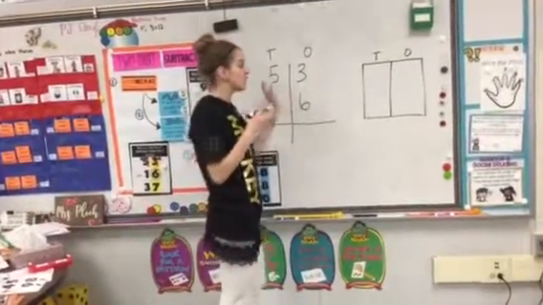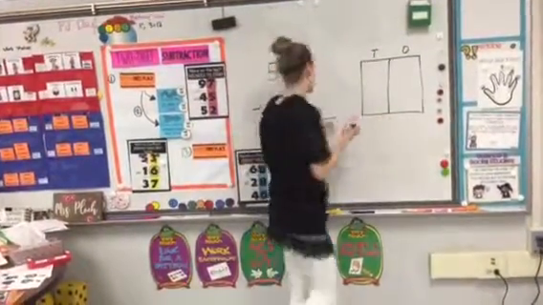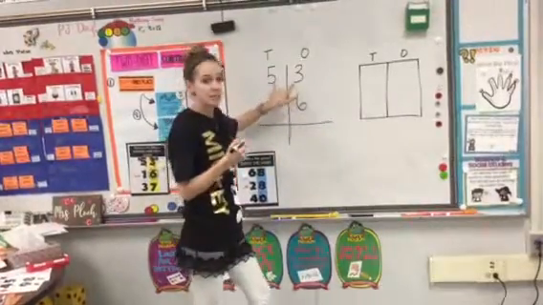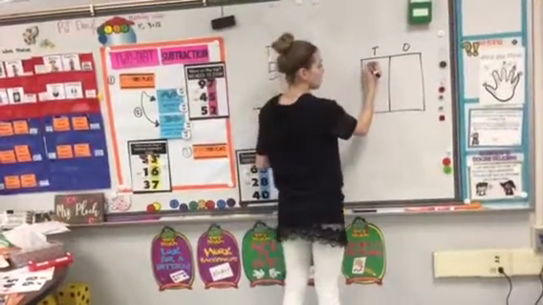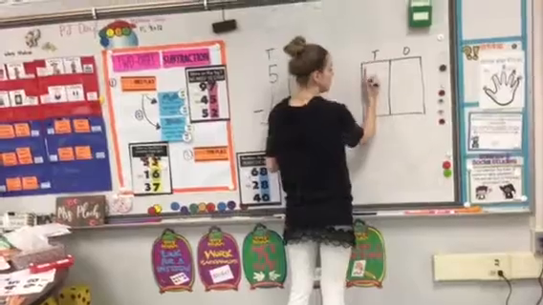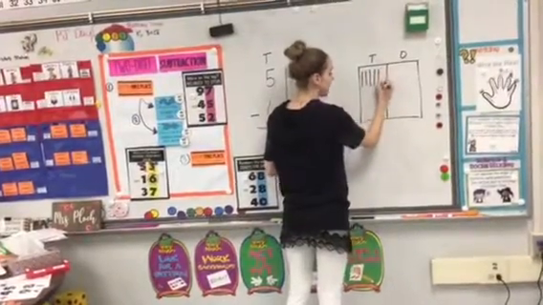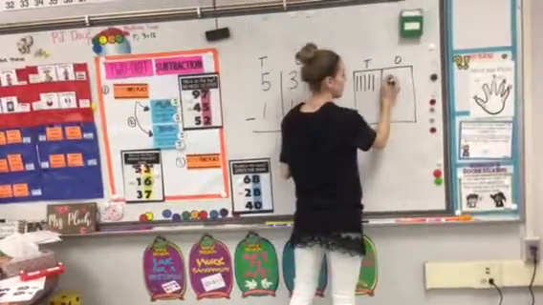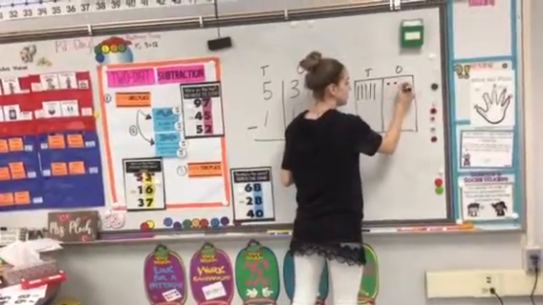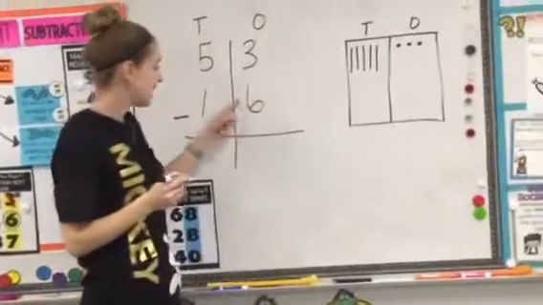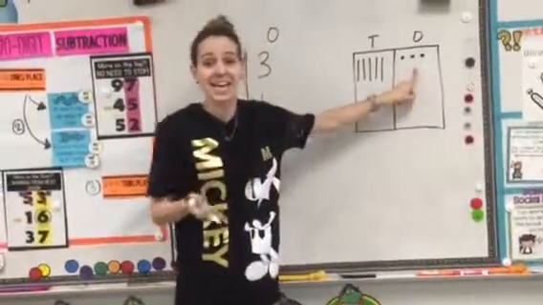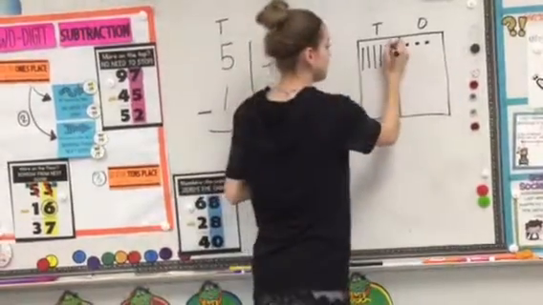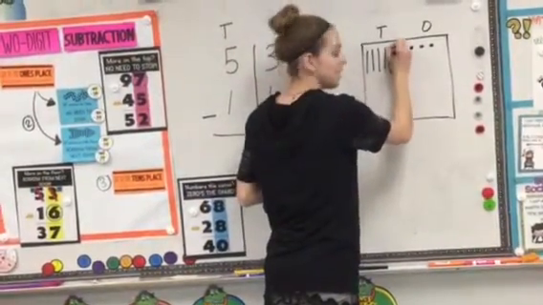And so this is where we tell the kids to go ahead and draw. I need to draw 53. So I'm going to draw 5 rods. 1, 2, 3, 4, 5, and 3 ones. 1, 2, 3. I need to take away 6 from 3, I can't. I don't have enough. So I am going to take a rod.